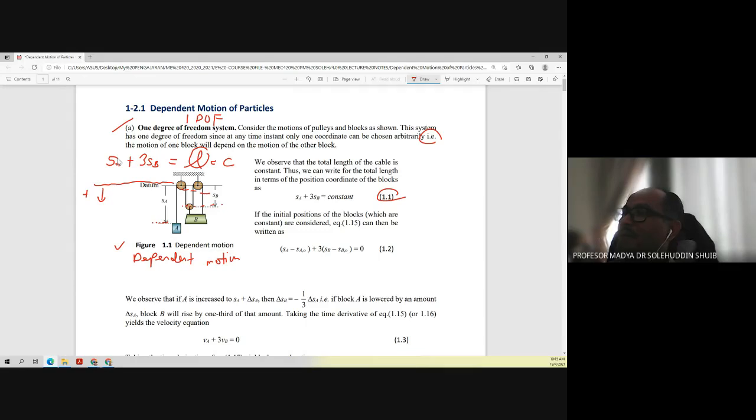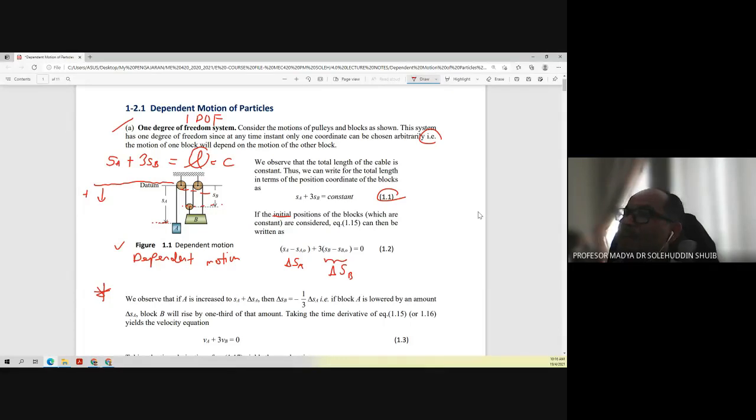Next we proceed with the initial condition of the block, which is constant. From the previous equation, SA minus SA initial is what we sometimes call delta SA, and likewise delta SB. Delta means we find the difference between the current position and the initial position of either block A or block B. This is our observation. The thinking part is here.